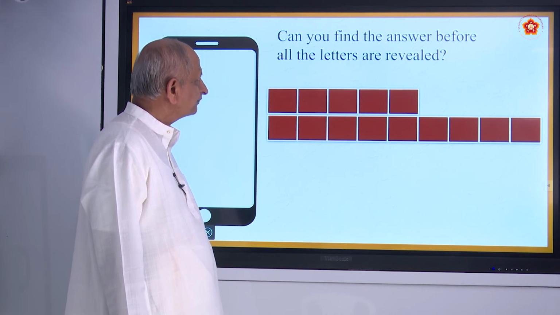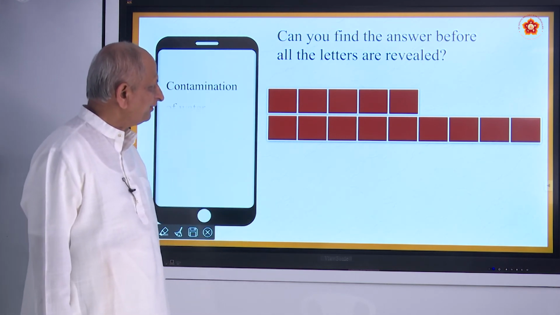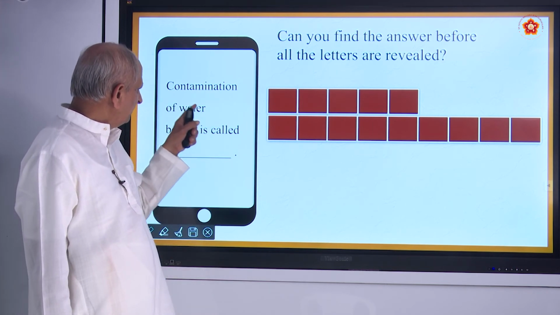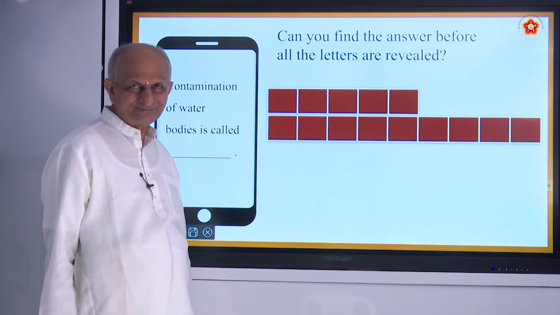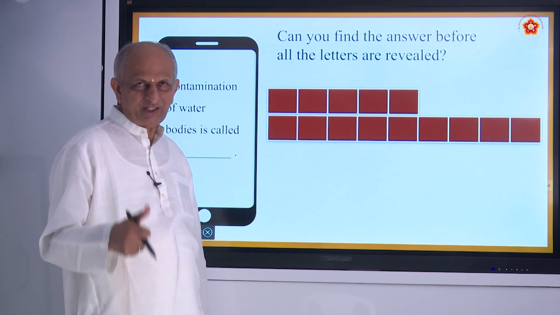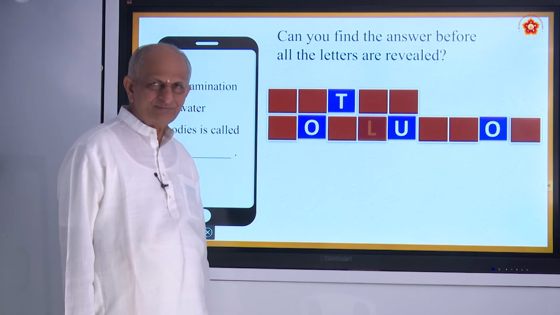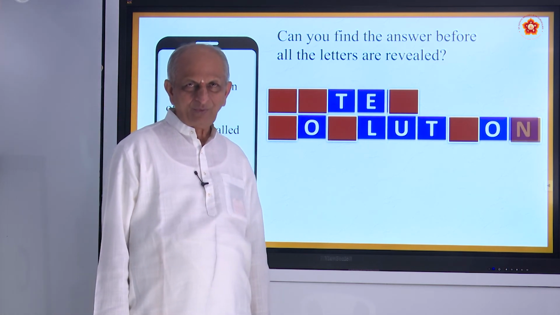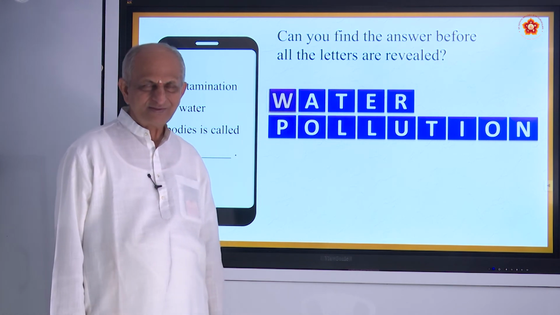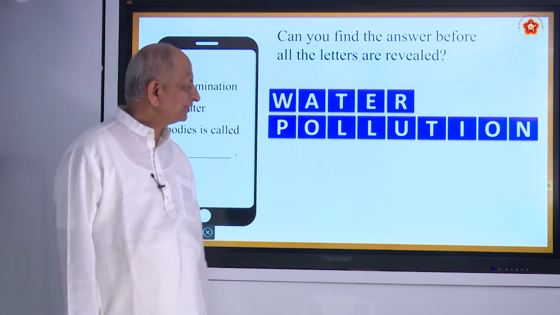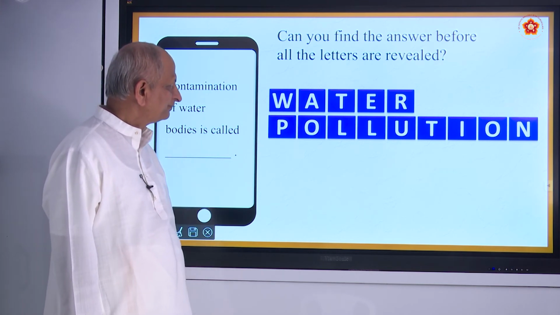Is it not? So can you find the answer before the letters are revealed? Contamination of water bodies is called. Come on. What is the answer? 1, 2, 3, 4, 5. Is called? Yes. Water pollution. Can make out, na? Okay. So that is an interesting thing. So the answer is water pollution.